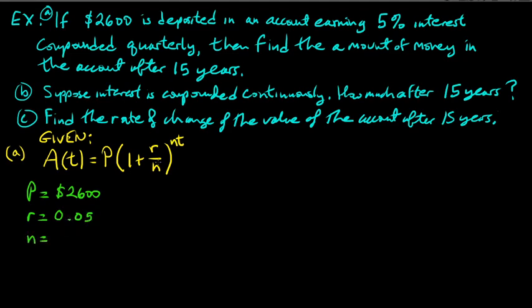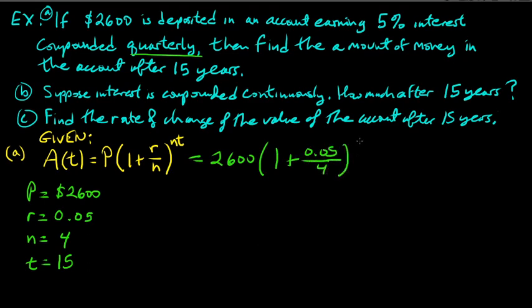N is the number of compounding periods per year. Quarterly means 4 times a year, so N is 4. And T is the number of years, which in this case is 15. So you plug all that in and you just get a number: 0.05 over 4 raised to the power 4 times 15.